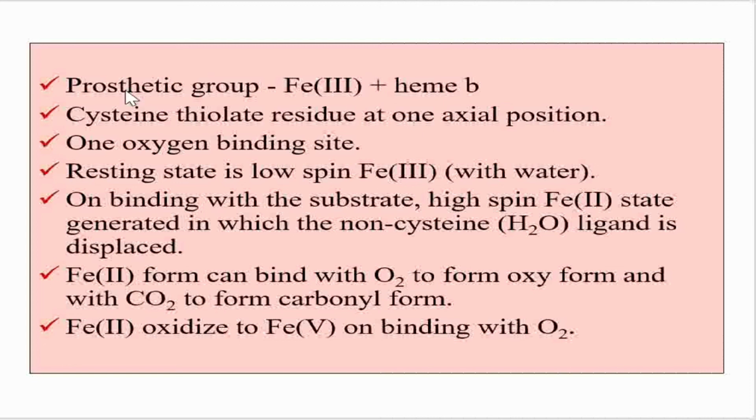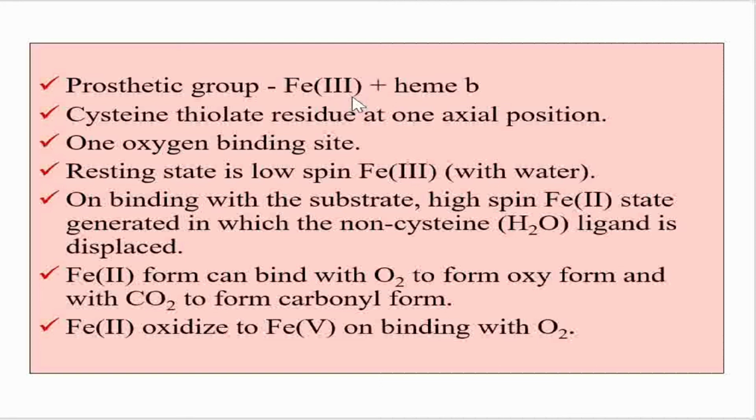Now, if we look at the structural aspects of cytochrome P450, we will find that the prosthetic group of this heme protein is iron(III) incorporated in the porphyrin ring of heme B. The prosthetic group of cytochrome P450 is a heme B group, in which the substituents on the pyrrole rings are methyl, vinyl, and propionate, and in the cavity formed in the middle of the porphyrin ring, Fe is present in the form of Fe3+.